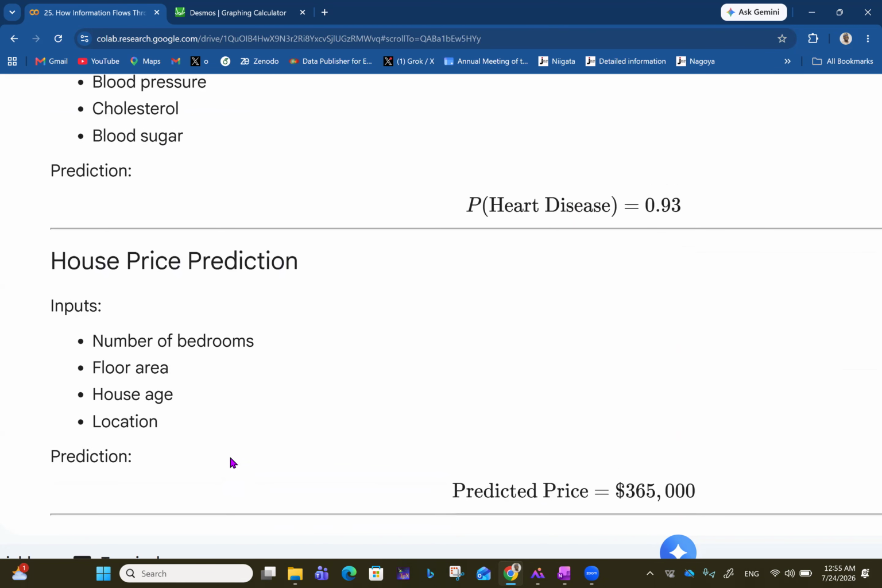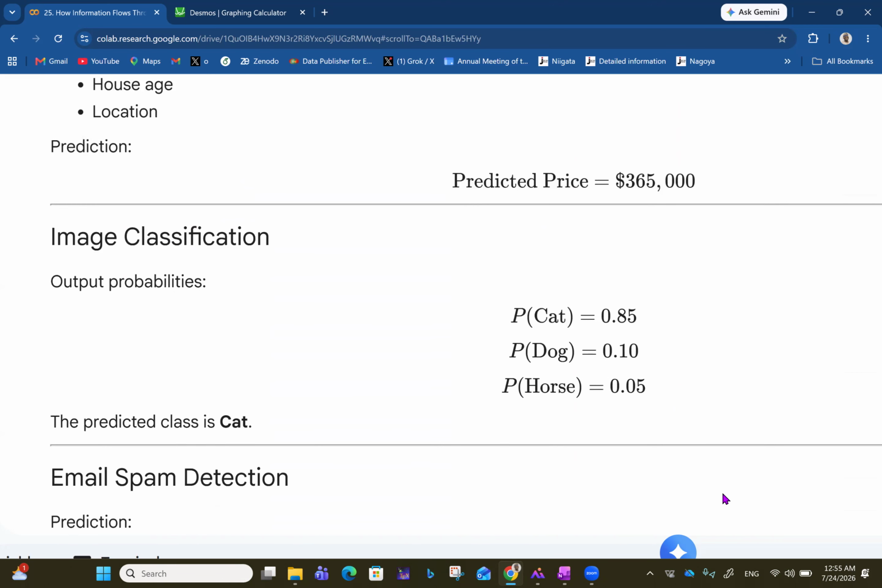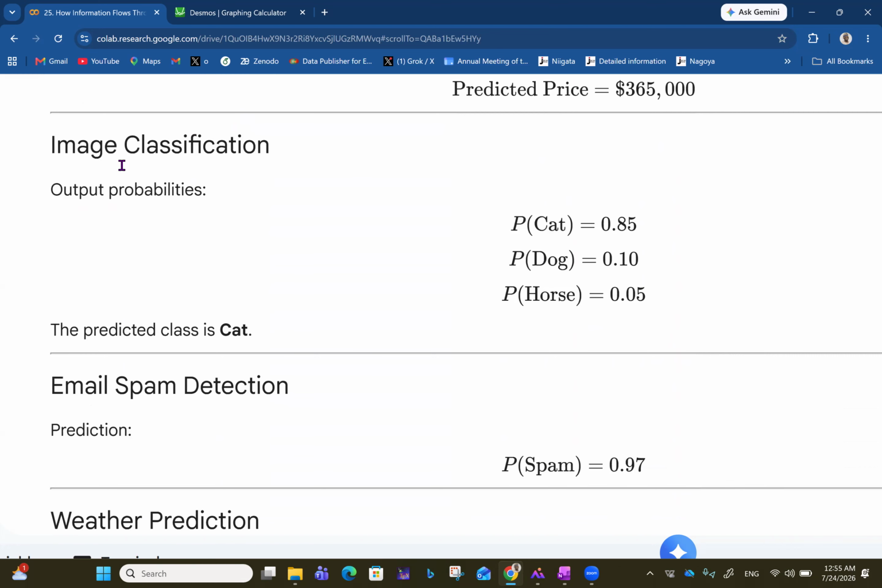When you talk about house price prediction, maybe you have inputs like number of bedrooms, floor area, house age, location, and the predicted price then becomes $365,000. Then you have image classification. So you have output probabilities like probability of cat 0.85, probability of dog 0.10, probability of horse is 0.05. Then the predicted class is cat, like that, because the probability is that high.